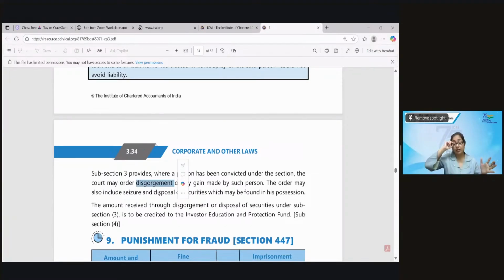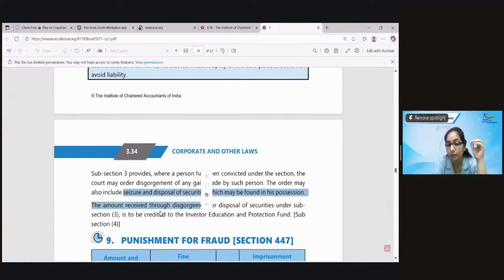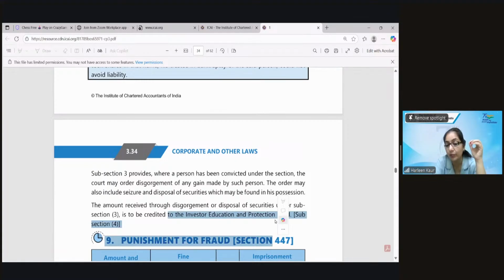Section 38 में कहा जाता है डिसगॉर्जमेंट हो जाएगा. किसी ने भी अगर कंपनी से फायदा उठा के fictitious names and fake names use करके प्रॉफिट कमाया है, with the person has been convicted, court may order disgorgement of any gain. The order may include seizure and disclosure of securities also. Amount so received will be credited to Investor Education and Protection Fund.